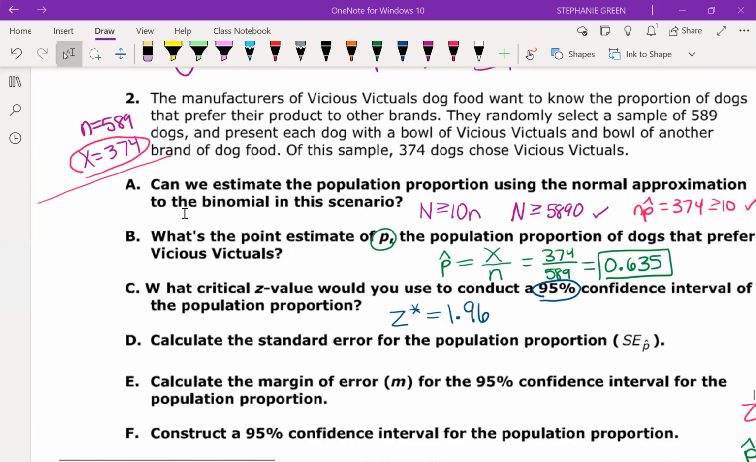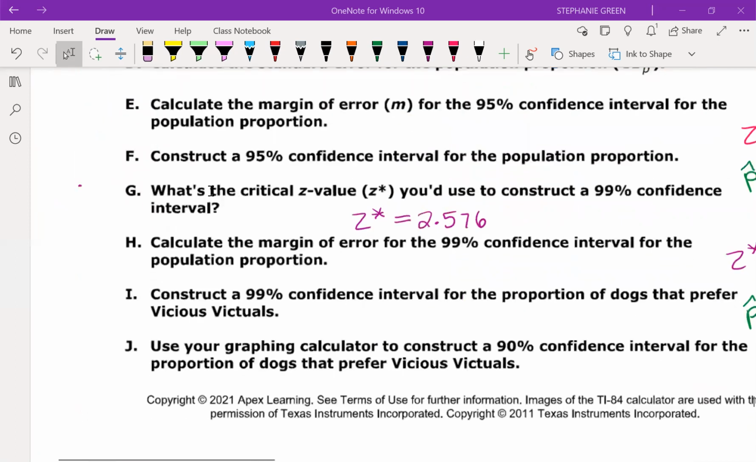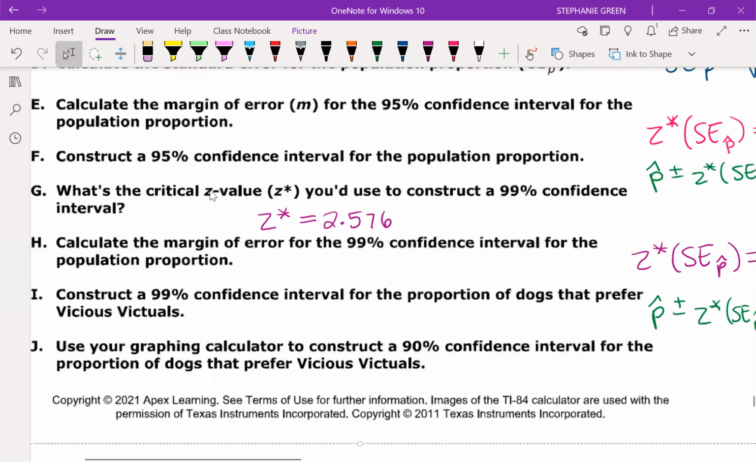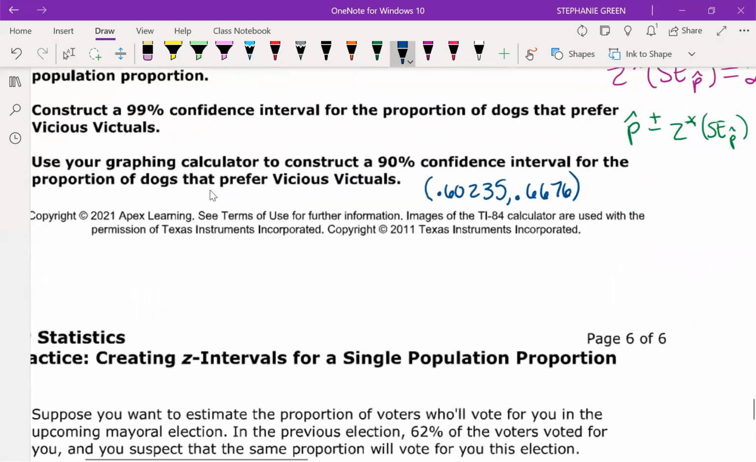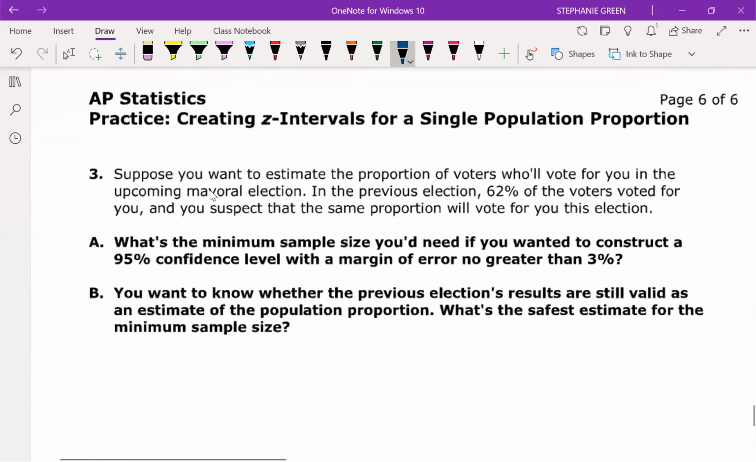N is 589. And my C level, they said to do a 90% confidence level, so I'll change that to just 0.9 and hit calculate. There it is. There's my confidence interval as well as my p hat. So I can write that down. It went from 0.60235 to 0.6676 using my calculator at a 90% confidence interval though.